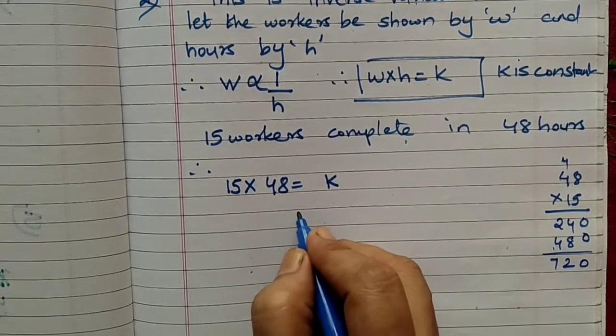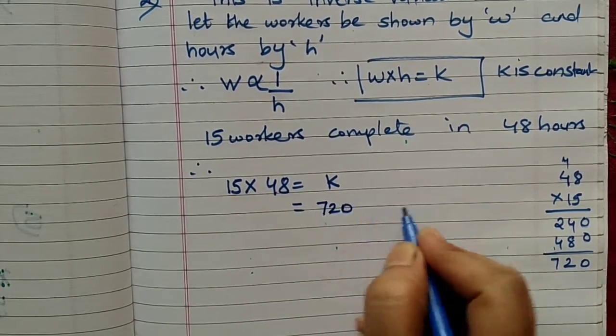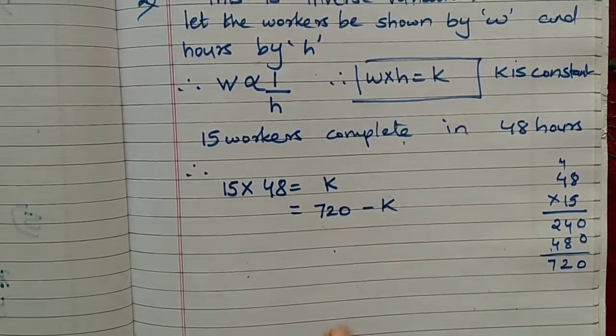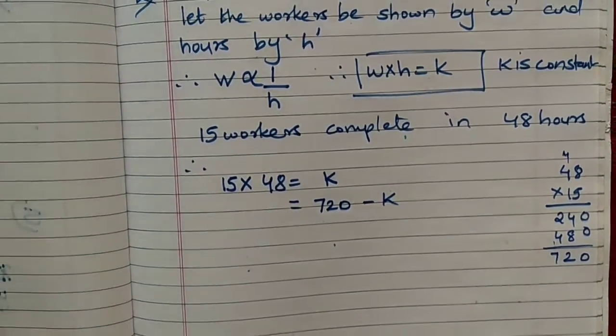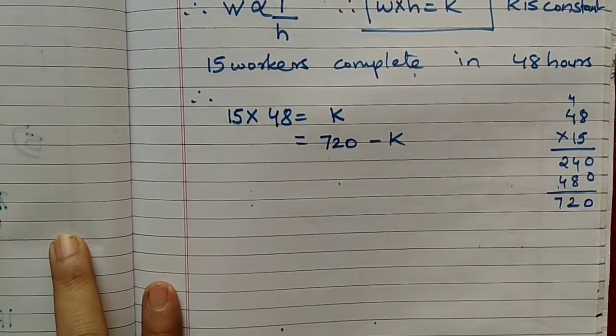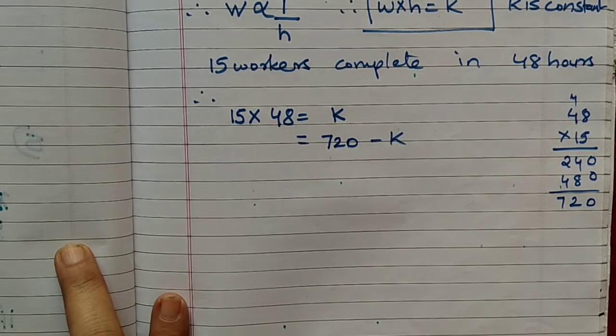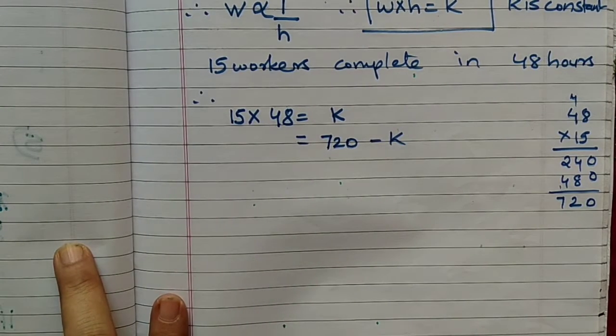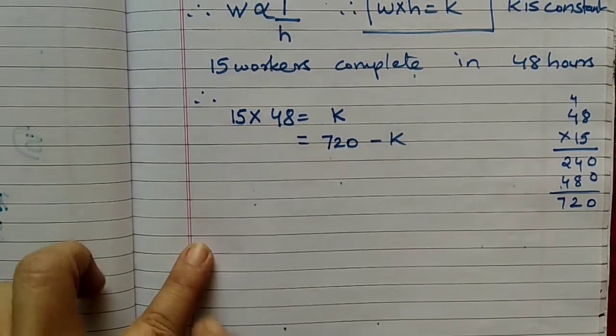This is 720, that is K. K is 720. Now what have they given us? They have asked us how many workers will be required to do the same work in 30 hours.